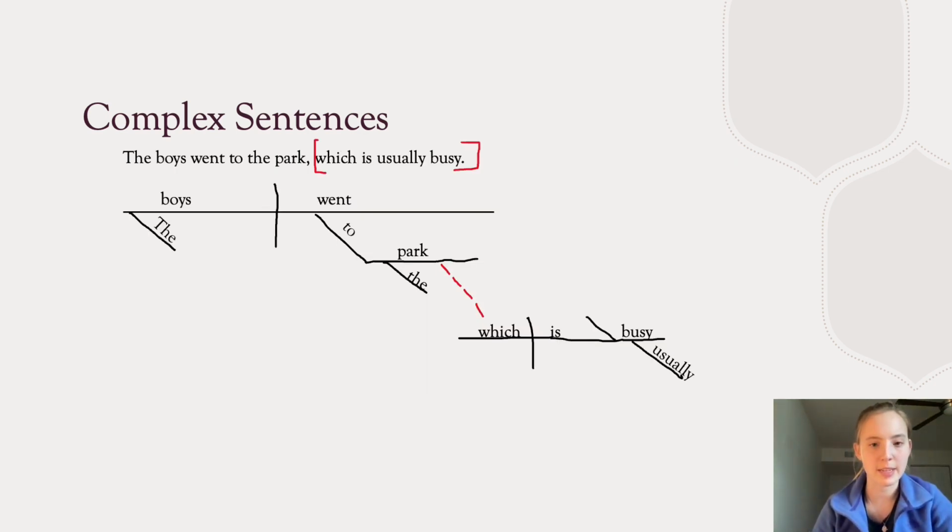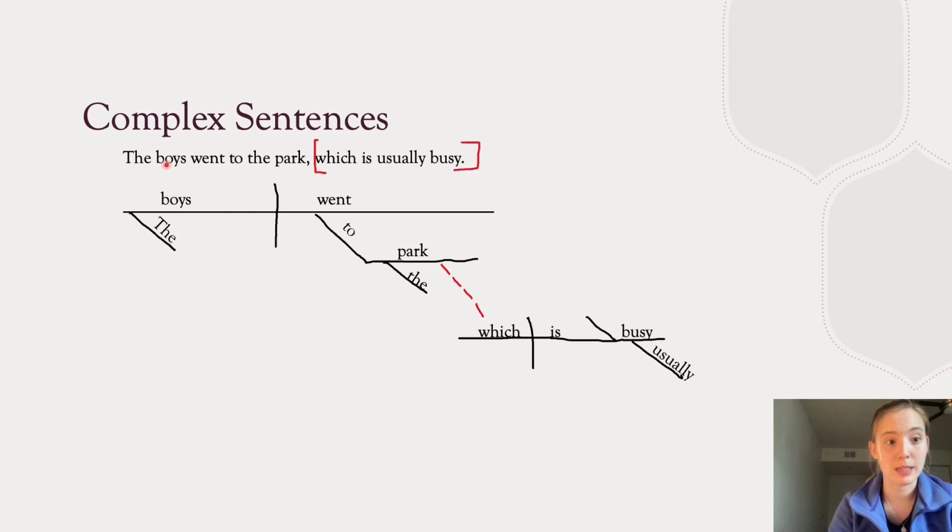So our last sentence is the boys went to the park, which is usually busy. Our relative clause starts with that relative pronoun, which is usually busy. Before we get into it, let's identify the subject and verb of the relative clause. If it's a struggle for you to find out which one is the subject, start with the verb. Is a linking verb. If it's a linking verb, it probably goes to a predicate adjective or a predicate nominative. Busy is that predicate adjective. How busy? Usually busy. So we have verb, predicate adjective, which only leaves which as the subject.